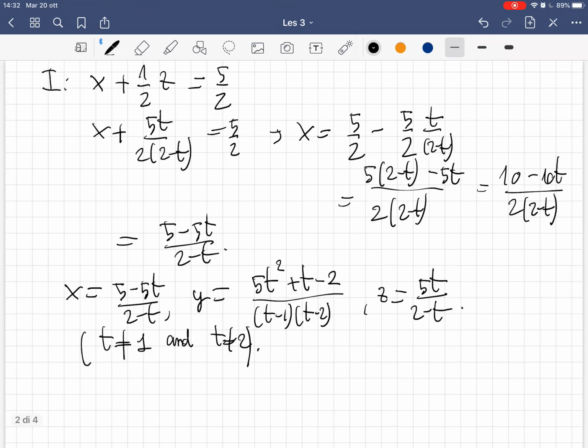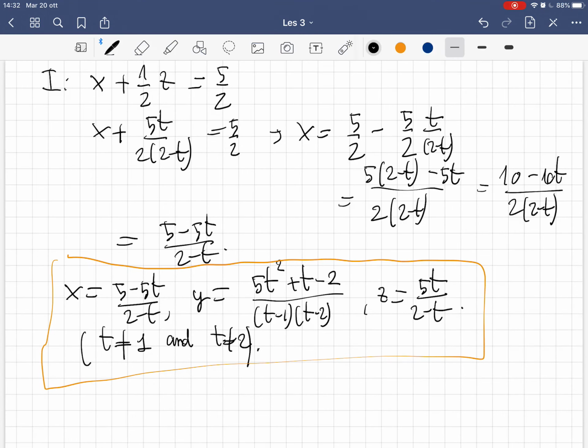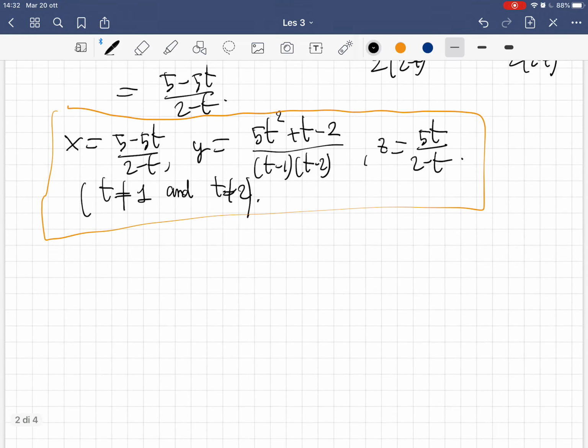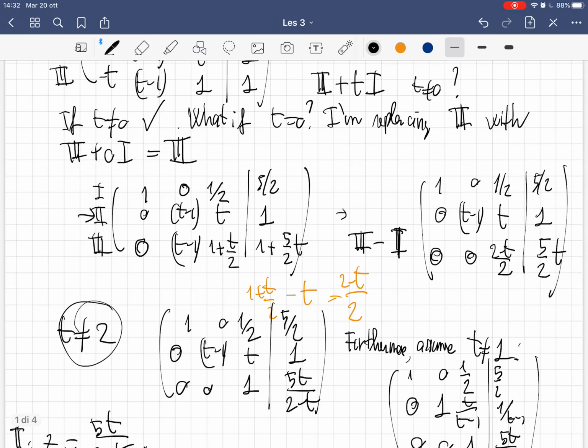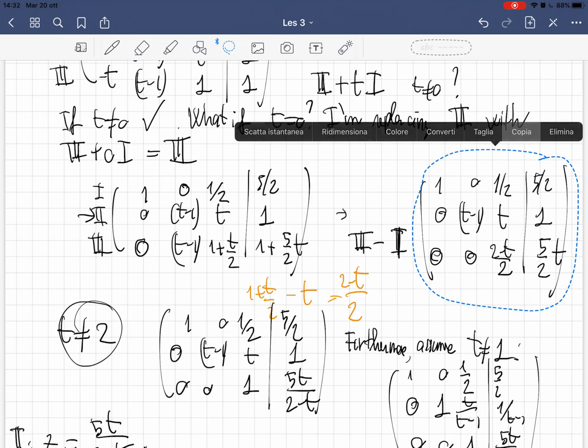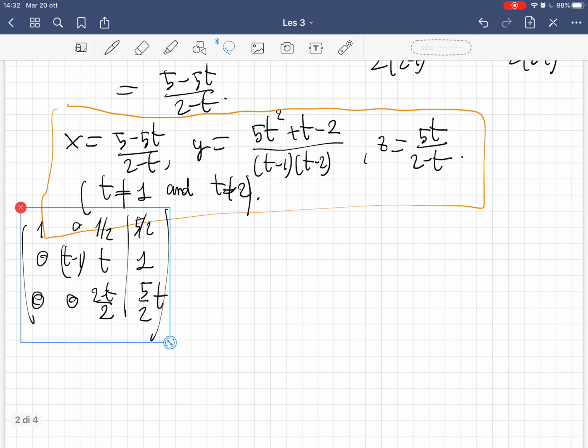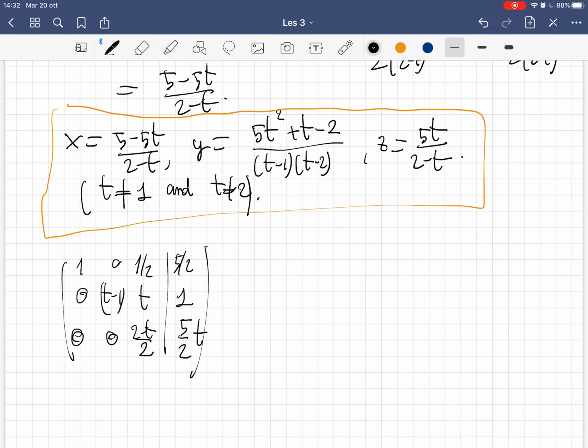So it's not over yet. We have to look at what happens if t is equal to 1 or t is equal to 2. So let's just look at this thing. Let me just copy it, just right before we divide it by t minus 2, or 2 minus t. So this is just before we divide it by anything. So now assume that t is equal to 2.